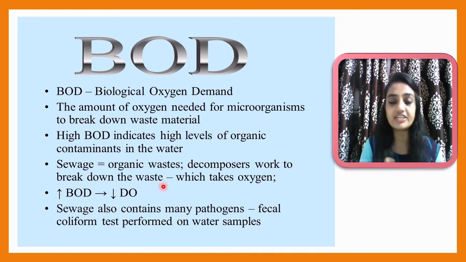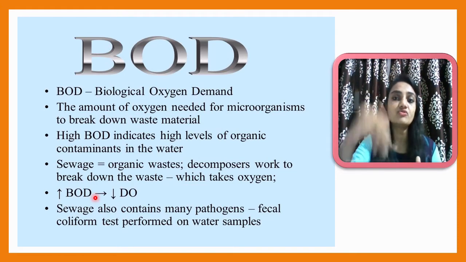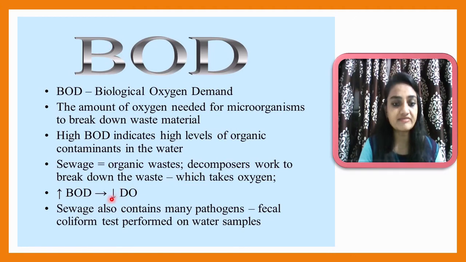When organic waste is broken down into inorganic, some amount of oxygen is needed by the decomposer, and decomposers are nothing but some kind of bacteria, which take up the oxygen. Such a demand of oxygen taken by the decomposer is called BOD. So if the biological oxygen demand is high, it indirectly indicates that organic waste is high. And as organic waste is high, it requires more time, more energy and more oxygen to convert into inorganic. That means it will require more oxygen.